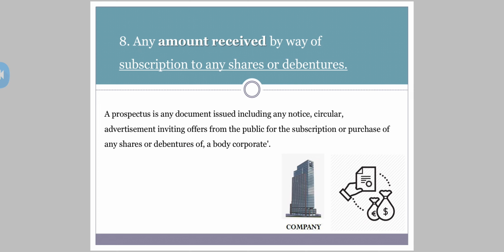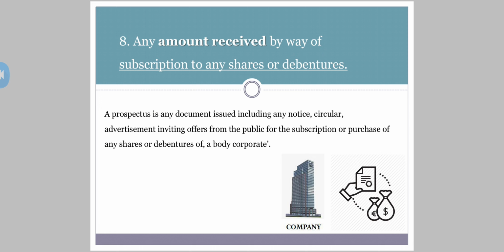The eighth point you have got is any amount received by way of subscription to any shares or debentures. Subscription amount we are going to study in detail when we do chapter number 5. Right now you are supposed to understand this. See, in 11th standard we are done with the topic prospectus. What is a prospectus? When the company wants to raise capital, the company issues a prospectus. The company invites the general public to invest in the company. Now, a prospectus is any document issued, including any notice, circular or advertisement, inviting offers from the public for the subscription or purchase of shares.